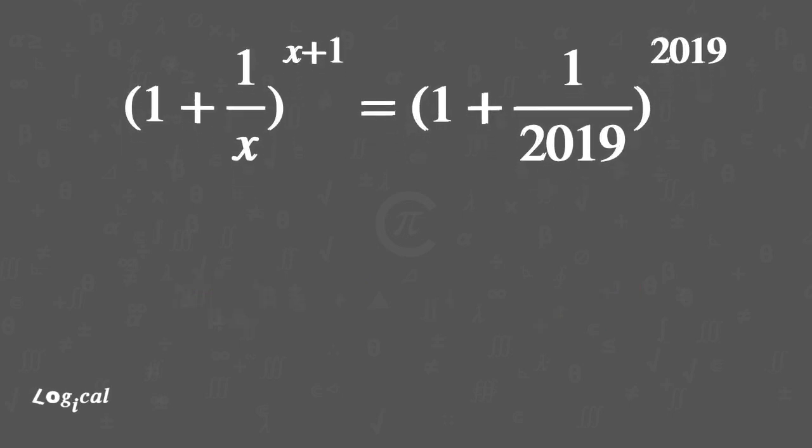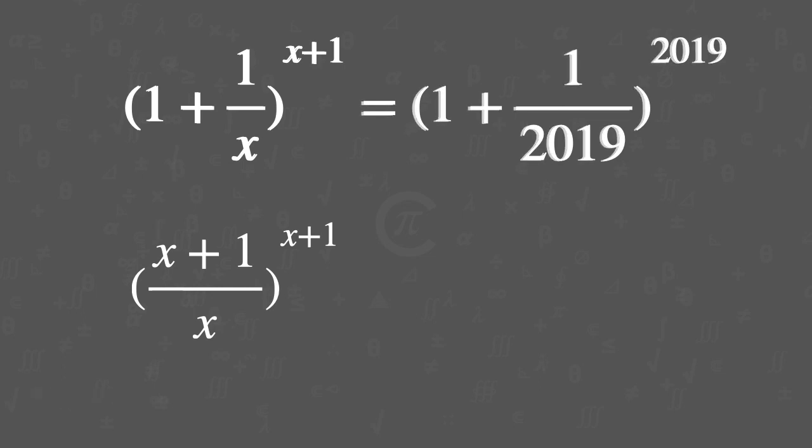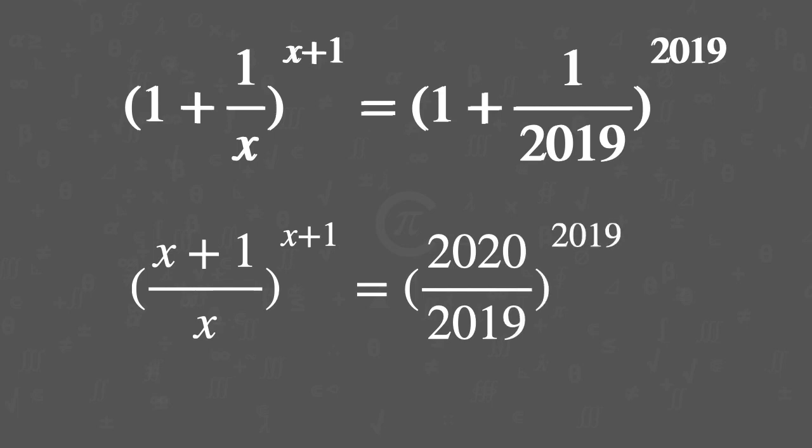Now on taking LCM from the left hand side, we get ((x+1)/x)^(x+1), and on taking LCM from the right side, we get (2020/2019)^2019.